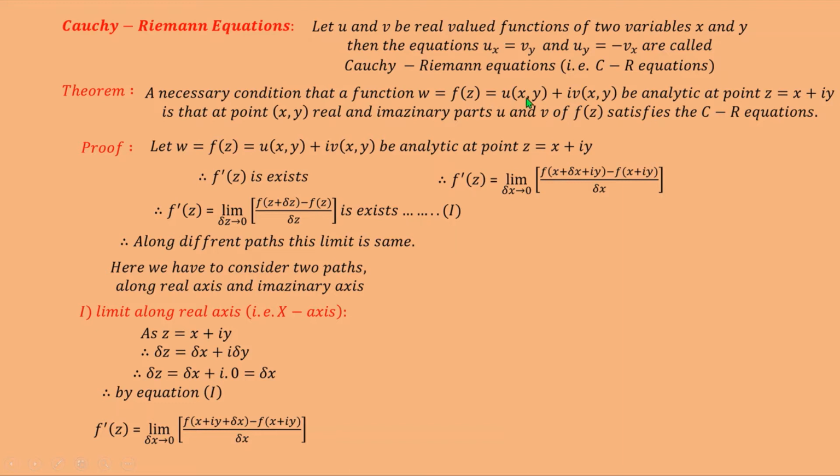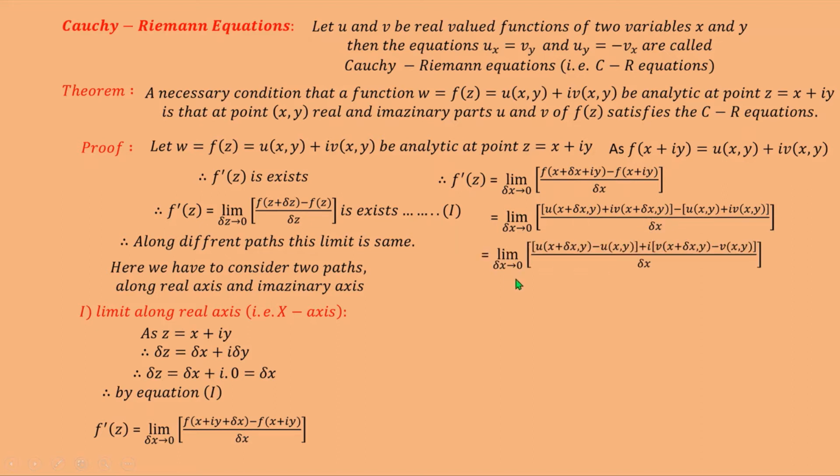As f of z is equal to u of xy plus iv of xy, put z is equal to x plus iy, so we get f of x plus iy is equal to u of xy plus iv of xy. Now put x is equal to x plus delta x here, we get f of x plus delta x plus iy is equal to u of x plus delta x y plus iv of x plus delta x y. And so put these two values here, so we get f dash z is equal to limit delta x tends to 0, u of x plus delta x y plus iv of x plus delta x y minus u of xy plus iv of xy upon delta x.